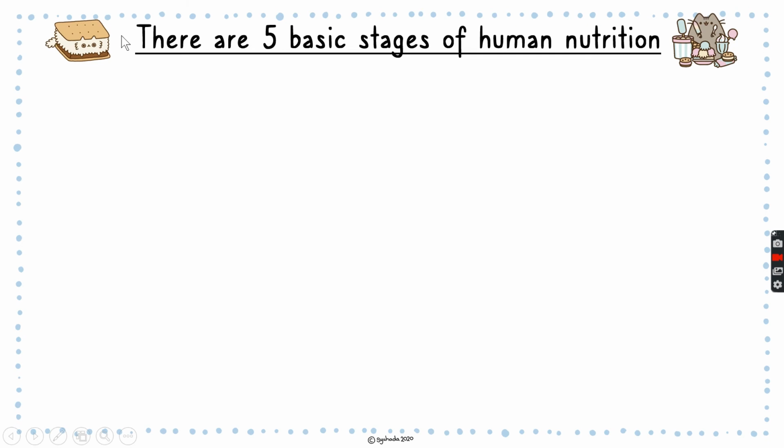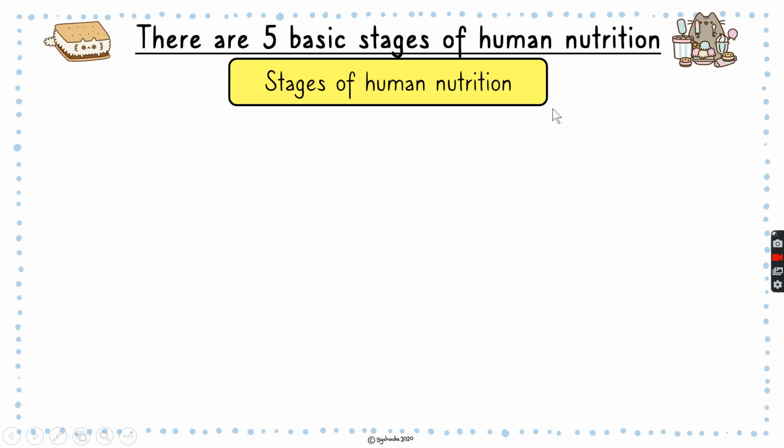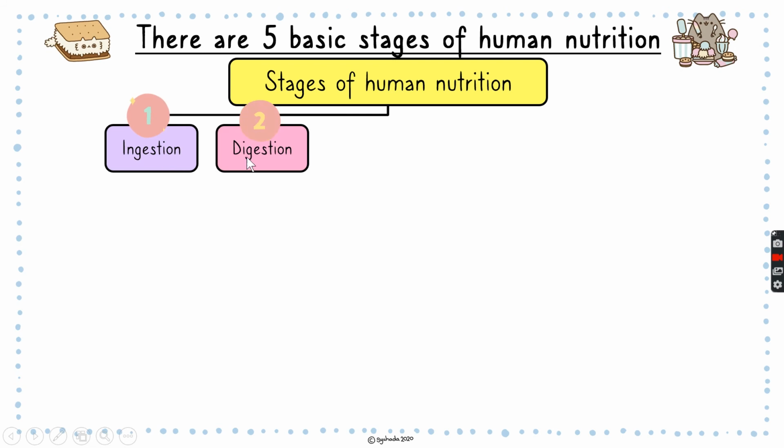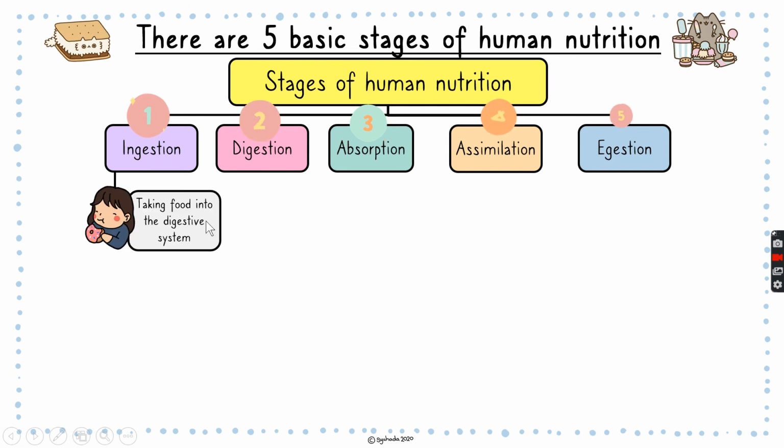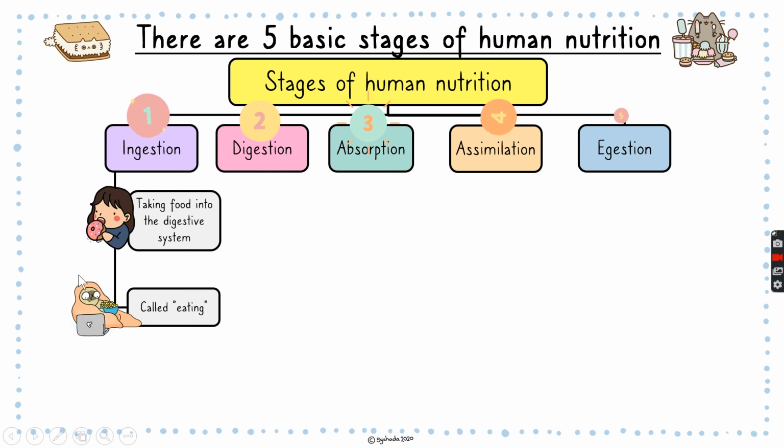So when we're eating, there are actually 5 basic stages, and this is called the stages of human nutrition. The first stage is called ingestion, and the second one is digestion. Third one is absorption, and the fourth one is assimilation, and the last one is egestion. So ingestion, if you look at the first 2 letters, it's actually going in. This means taking food into the digestive system. And this is also called eating.